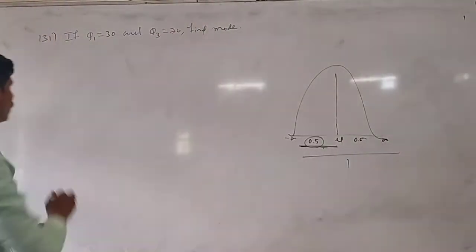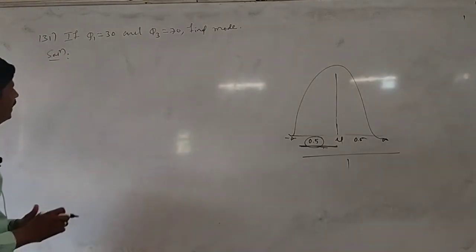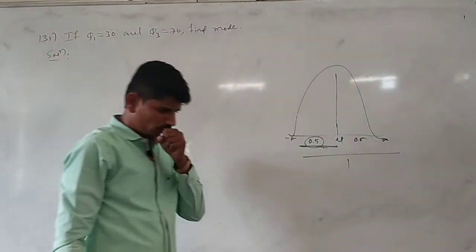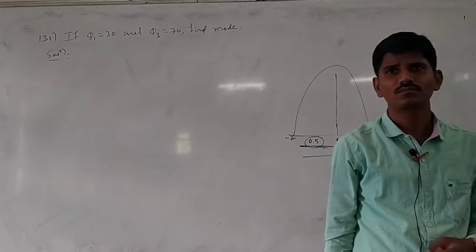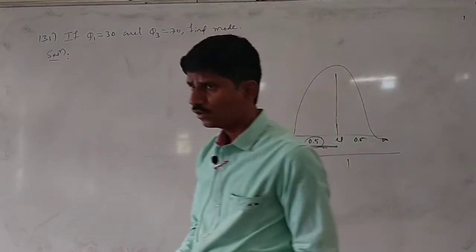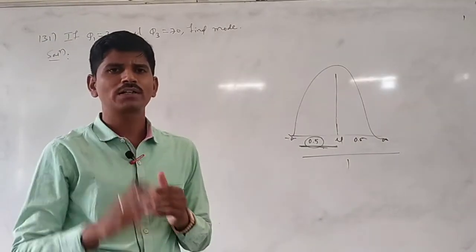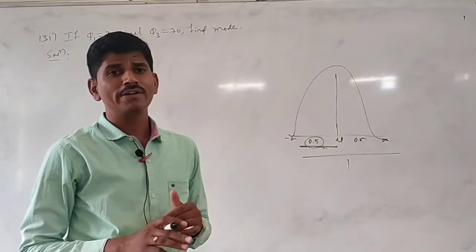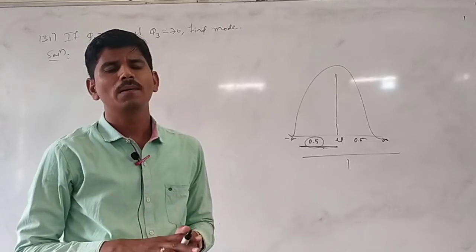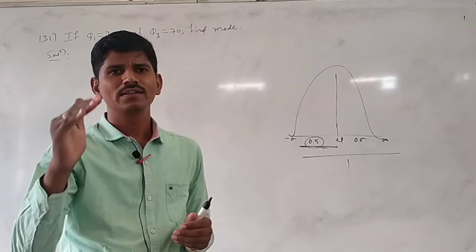Okay, here the solution. How to find it here? They are given the first quartile and third quartile values. Find the mode. In a normal distribution, or normal curve, the curve is symmetrical about the mean. The curve is symmetrical about the mean, that is mu.